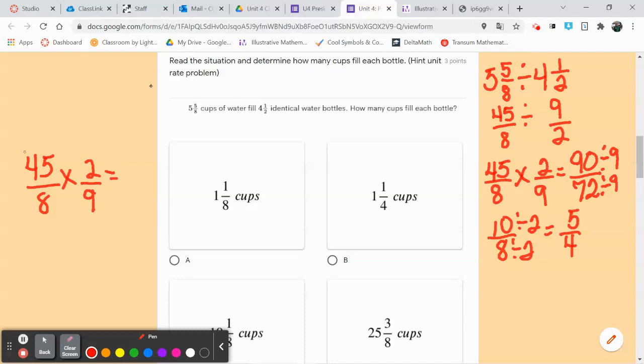9 goes into 45 5 times. That would leave me with 1. 8 and 2. I can take 2 out of 8, leaving me with 4, and that would be all gone. And across the top, I have 5 times 1, which is 5. On the bottom, 4 times 1, which is 4.